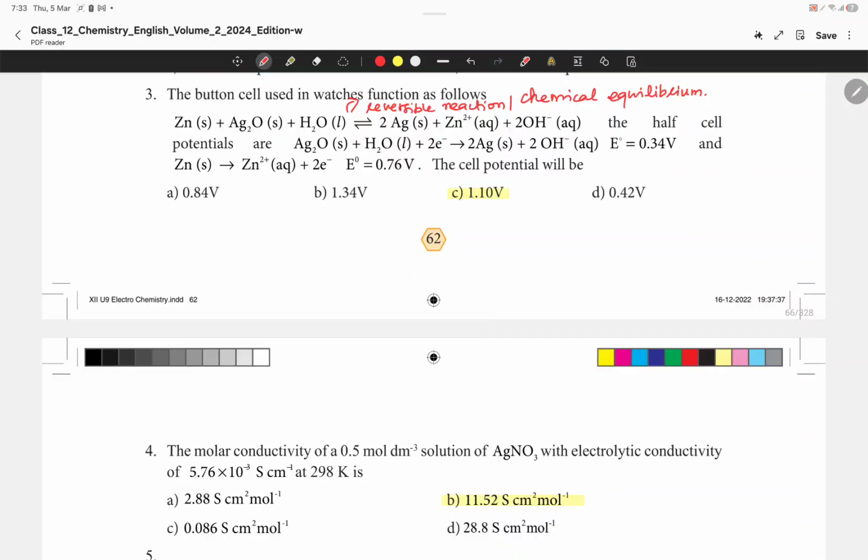The button cell used in watches functions as follows: Zn + Ag2O + H2O reversible reaction 2Ag + Zn2+ + 2OH-. Half-cell potentials are Ag2O + H2O + 2e- gives 2Ag + 2OH-, E0 is equal to 0.34 V, and Zn gives Zn2+ + 2e-, E0 is equal to 0.76 V. The cell potential will be 1.10 V.